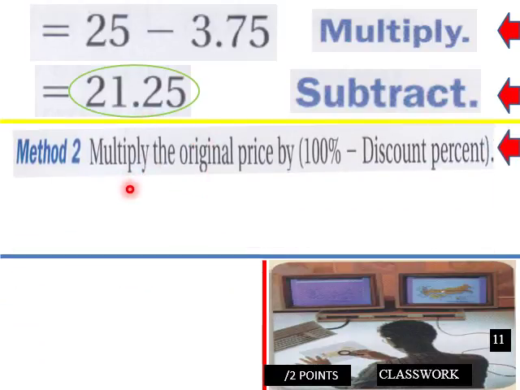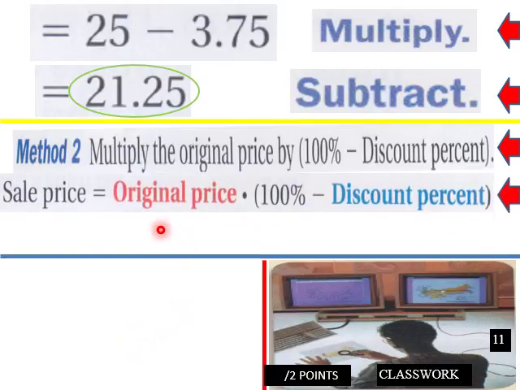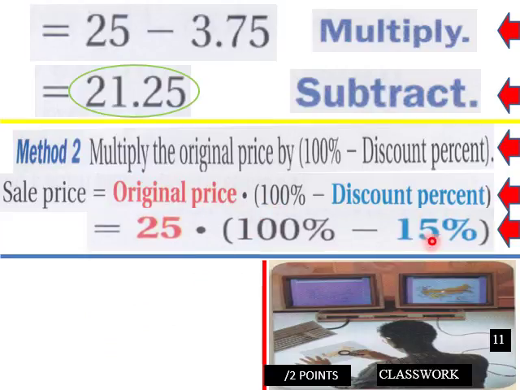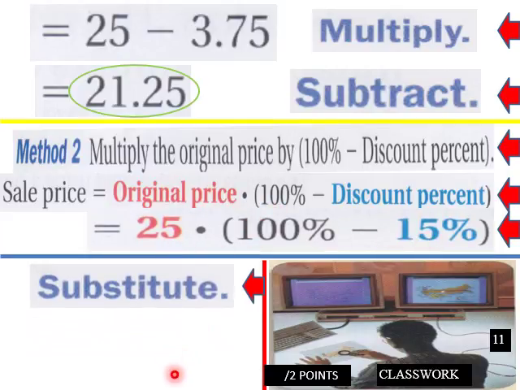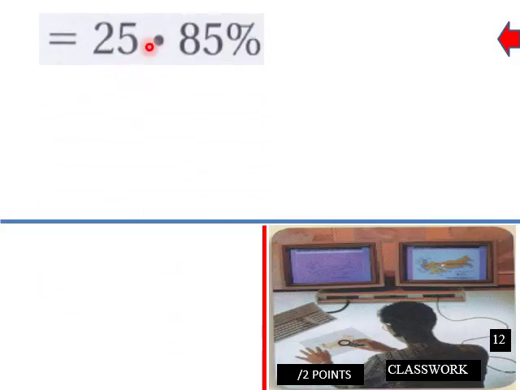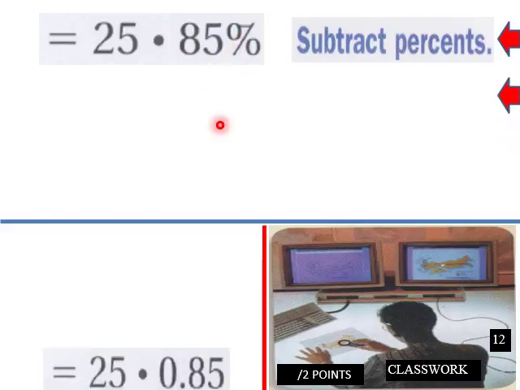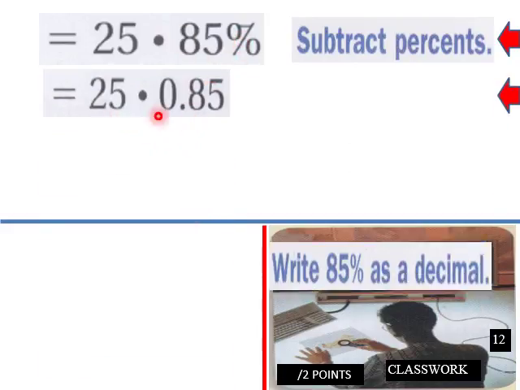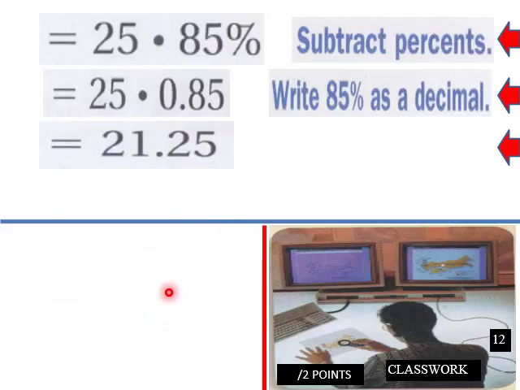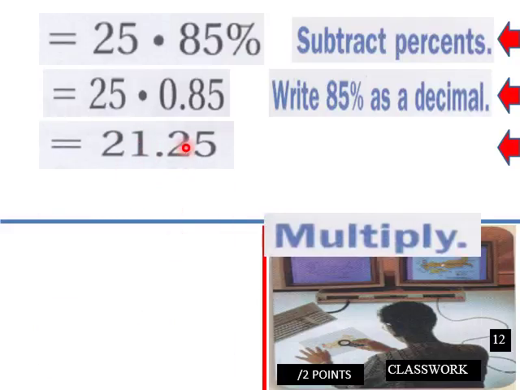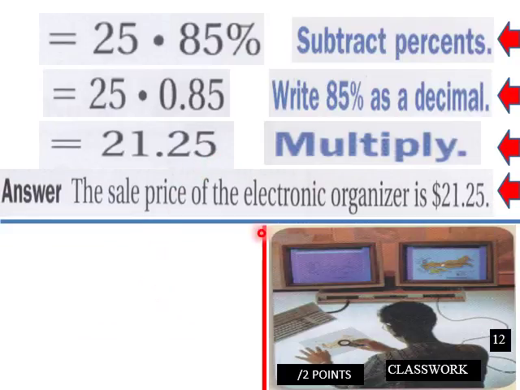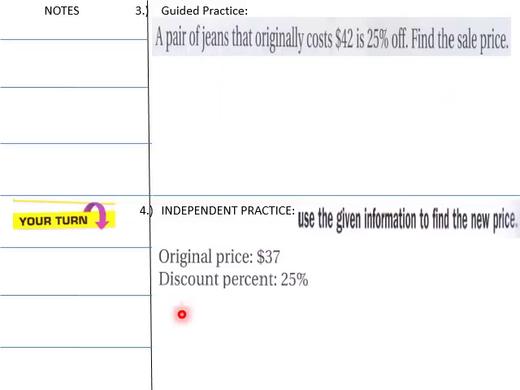That's method 1. Method 2: multiply the original price by 100% minus the discount percent. What was our discount? 15%. So it'll be 25 times what? We substitute in from our verbal model into our arithmetic model. So 25 times 85%. What's 85% as a decimal? 0.85. 25 times 0.85, and then we get 21.25, which is $21.25. So that will be the discount price of your organizer.